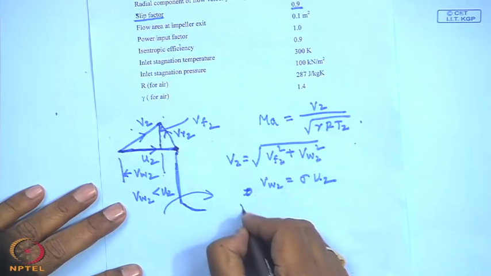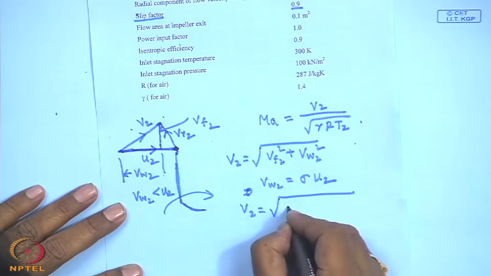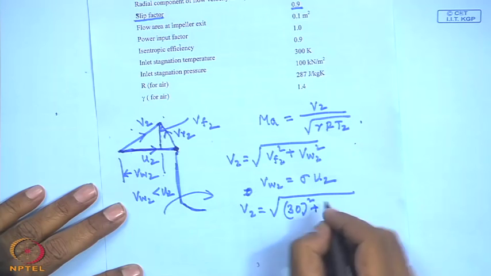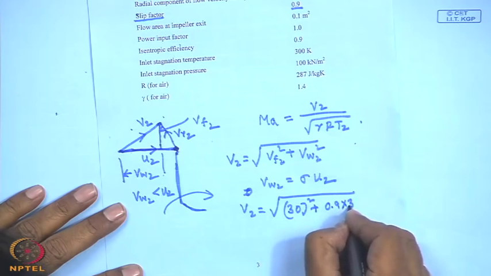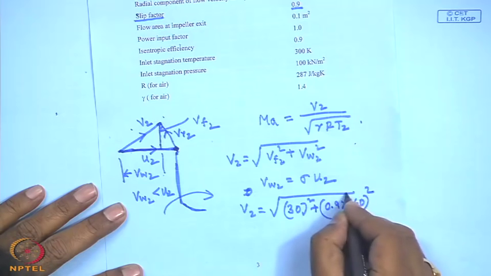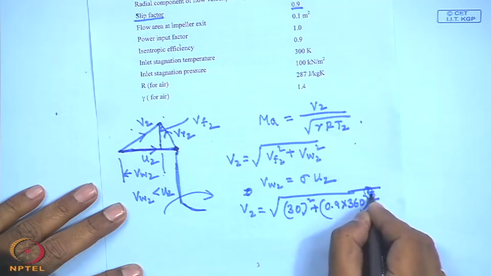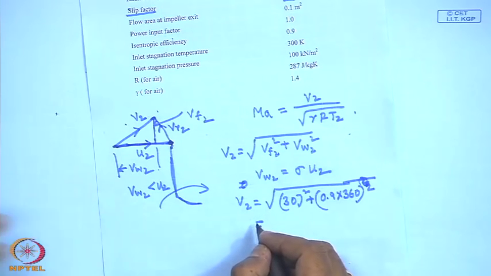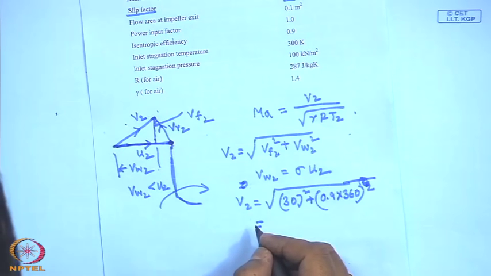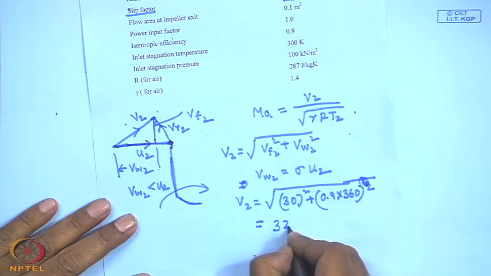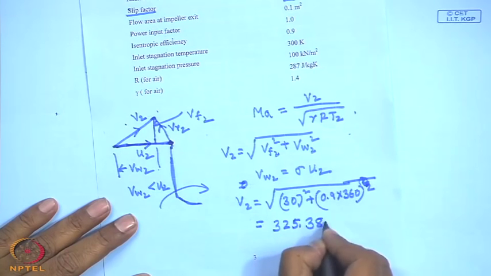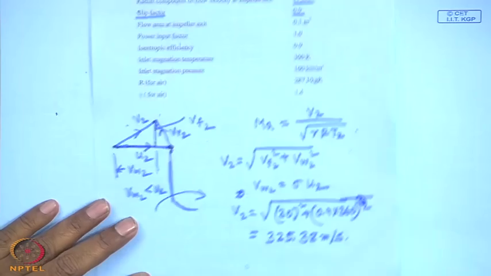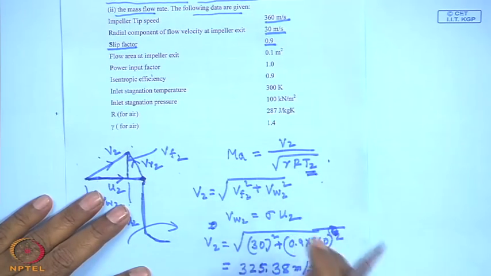So, therefore, you get V2 equal to the square root of 30 square plus 0.9 into 360 square. I will not do every calculation. This way you will get the value of V2, which is 325.38 meter per second, you can check. Now, to find out the Mach number, you require the static temperature.